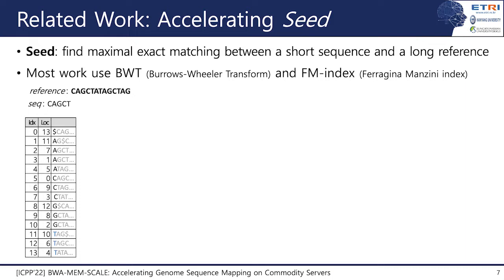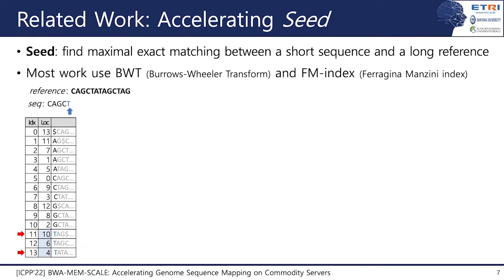FM index algorithm builds an index like this. Each row is according to each base of a reference genome, and the bases are sorted alphabetically. The dollar in the first row is appended for FM index algorithm, and I skip the explanation about it. FM index algorithm starts with the last character of the sequence. In this case, it is T.